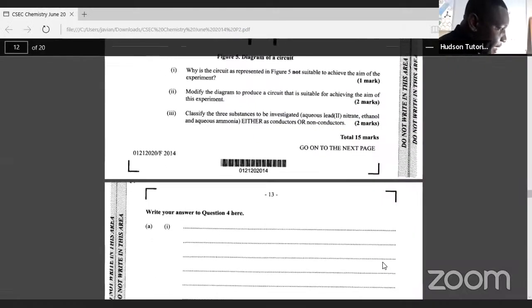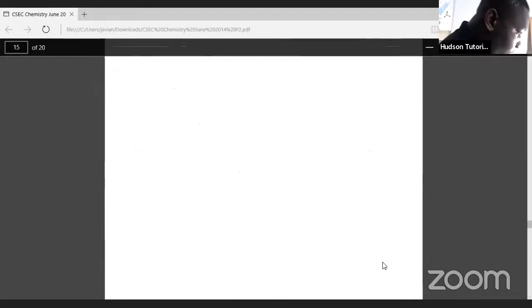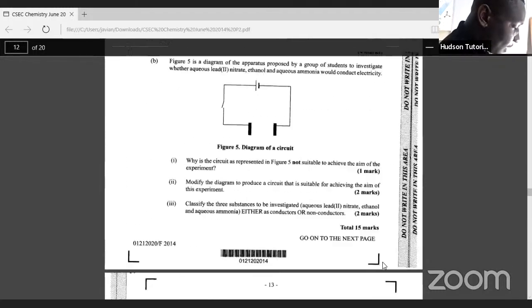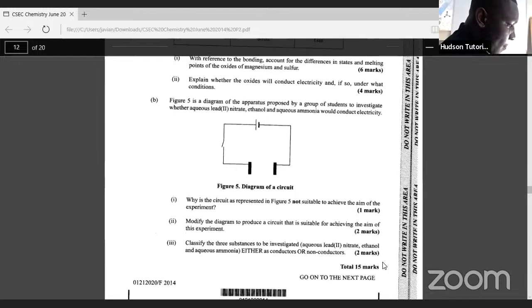All right. Let's go to the next question. Let's just aim to finish this question. That's our aim, to just finish question 4. All right, let's look at this.